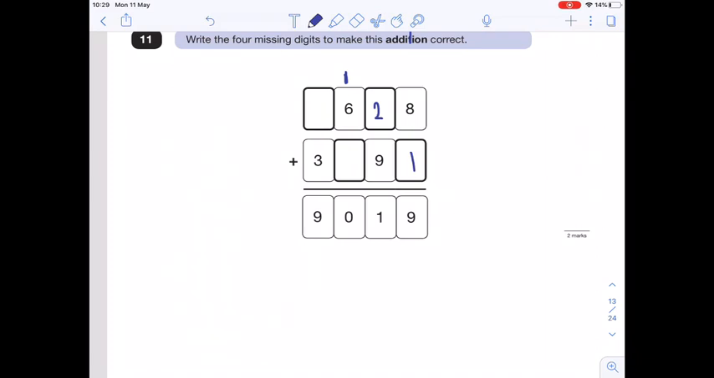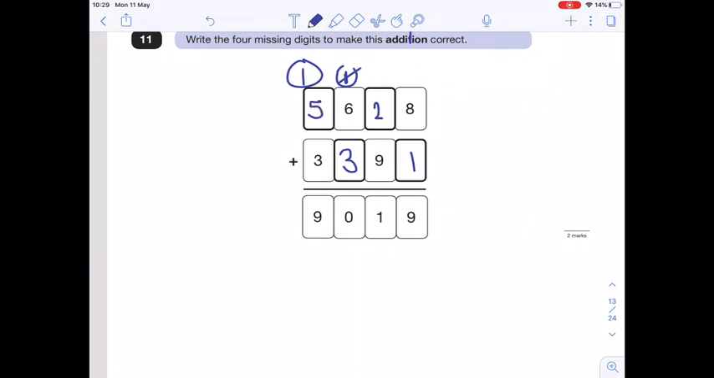And then you've got 6, add something is going to give me a 0. So that must be 10, mustn't it? So you've got a 1 up here, so 6 add 1 is 7. So I'm thinking that this must be a 3. 6 add 1 add 3 gives me 10. Then I've got my 1 to carry, don't forget to carry your 1s. So 3 add 1 add something is going to give me 9. So 3 add 1 is 4, I think that must be a 5.